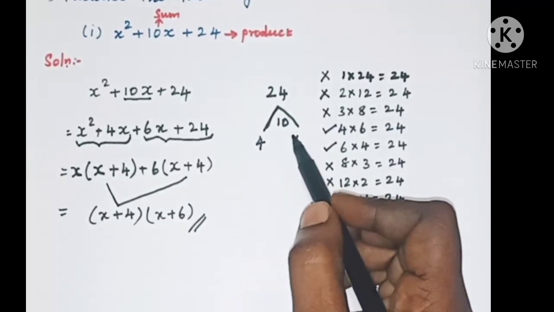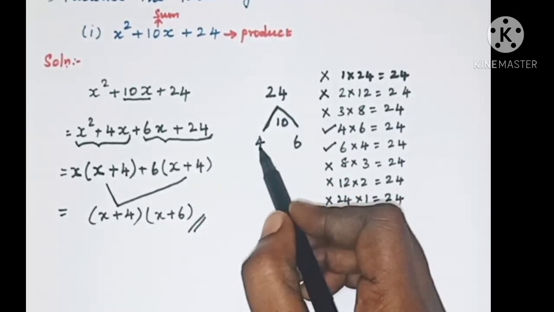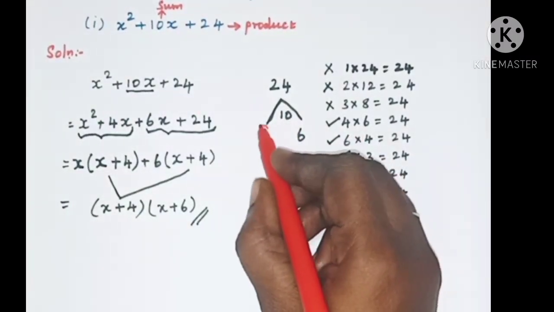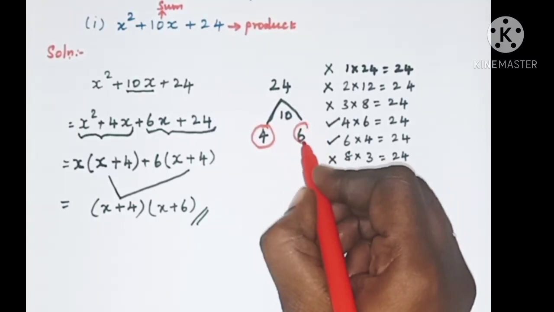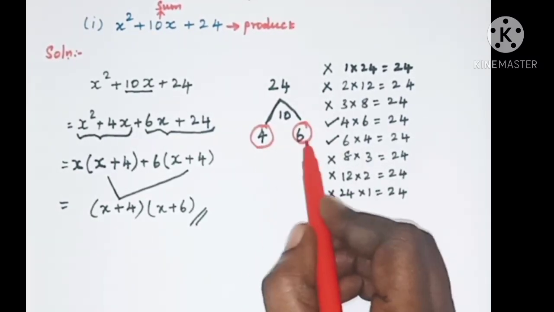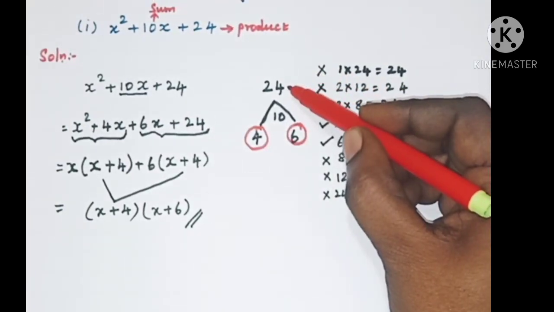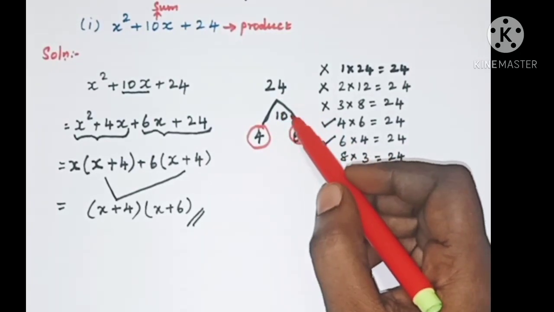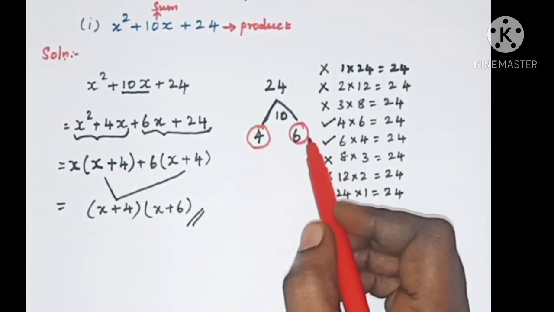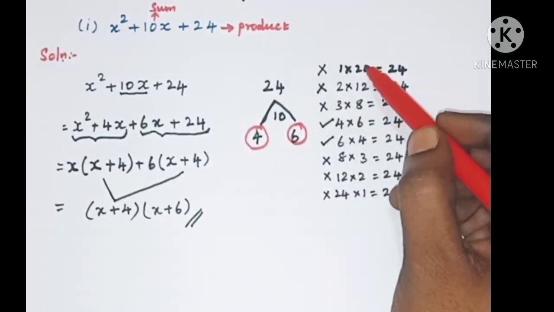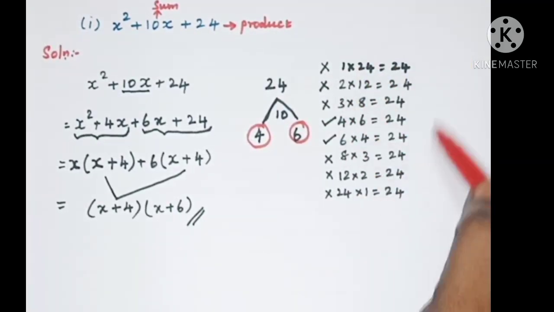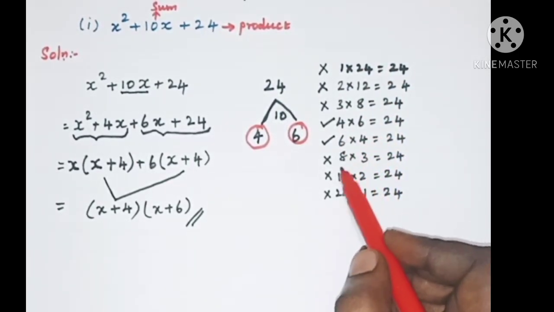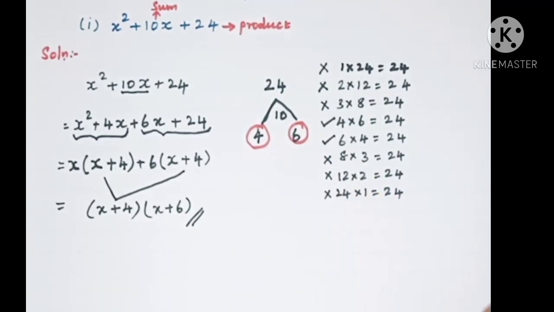Now we have to identify the two numbers. If we multiply these two numbers, we should get 24, and if we add these two numbers, we should get 10, isn't it? So for this, first we have to identify the factors of 24. These are the possible factors of 24: 1 and 24, 2 and 12, 3 eights are 24, 4 into 6 and 6 into 4, 8 into 3, 12 into 2 and 24 into 1.